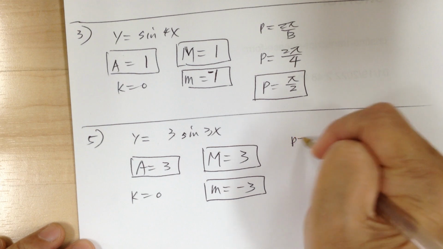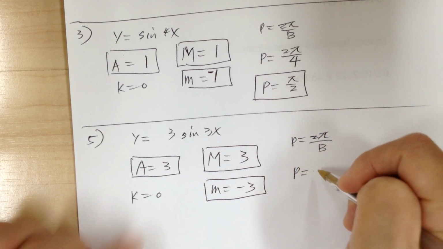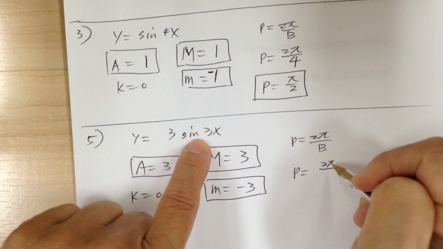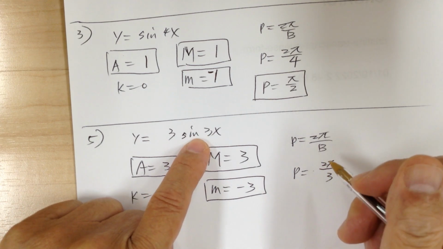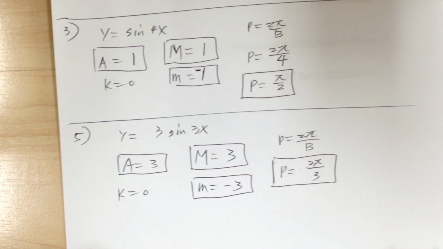Okay, and period equal to 2 pi over b. So period equal to 2 pi over 3, since b is 3. And so that's it. You cannot simplify, so just leave that. Okay, let's go to the next one.